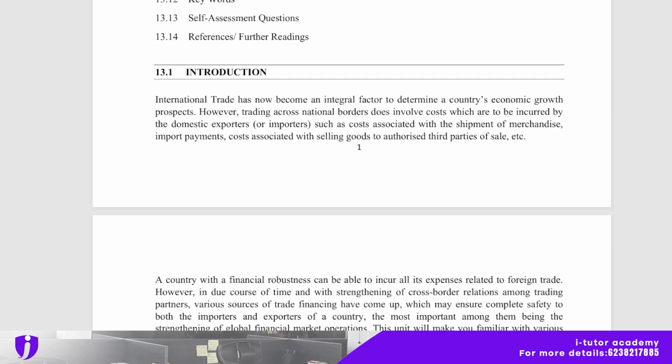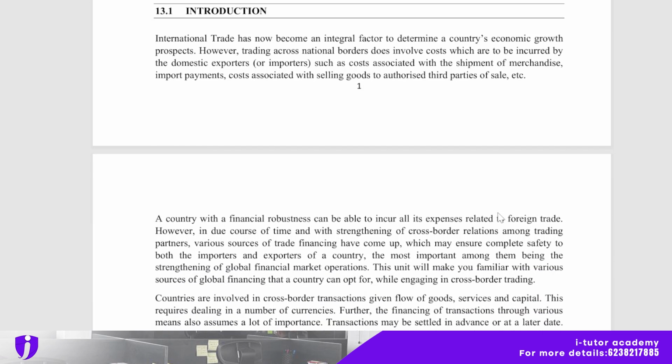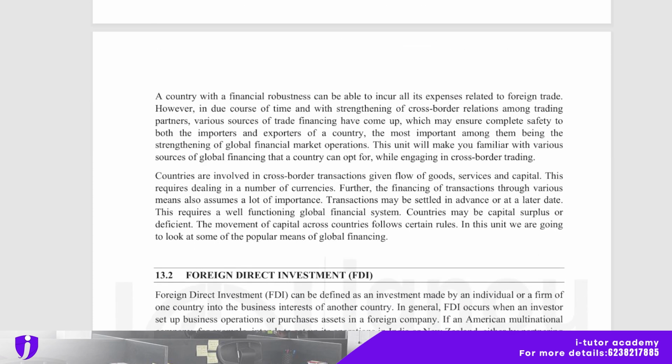International trade has now become an integral factor to determine a country's economic growth prospect. However, trading across national borders does involve costs which are to be incurred by the domestic exporters or importers, such as cost associated with the shipment of merchandise, import payments, cost associated with selling goods to authorized third parties of sale, etc. A country with financial robustness can incur all its expenses related to foreign trade.